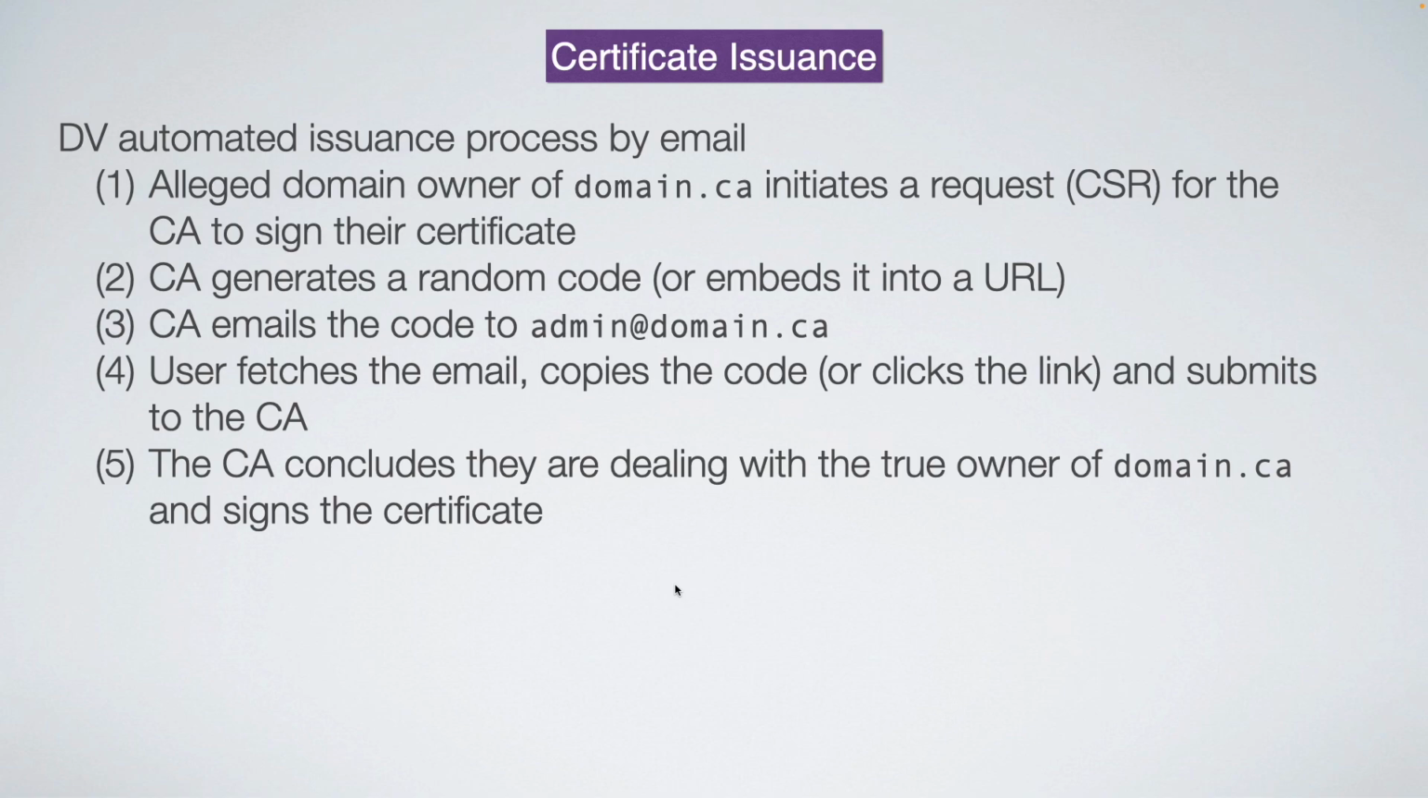If I'm actually Concordia.ca, I can go into that email account and get the code, and I can copy and paste it into a box on the website, or maybe it just embeds it in a link, so I just click on the link, and then that's done. And then what the CA will say is, well, because you were able to go in and get that email, I believe that you control that domain, therefore I'll issue the certificate. So it's pretty simple.